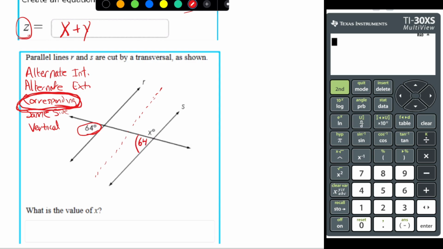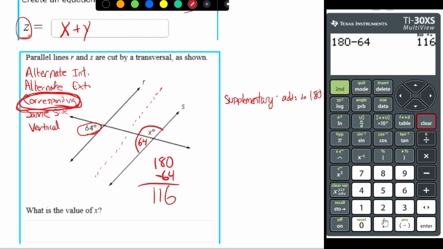They're congruent. Now at this point, we have a straight angle. It's supplementary. Supplementary, remember, means that they add up to 180. Okay, so what x is 180 minus 64, which if you want to just go to your calculator and check, which you can absolutely do, 180 minus 64 is 116 degrees. That's it.